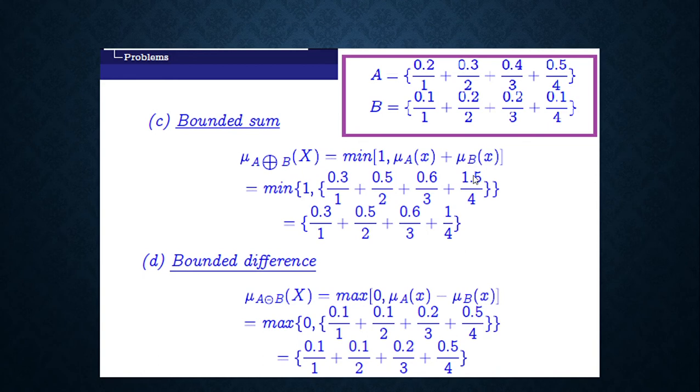Now suppose this is not the exact solution. Anyway, consider this part. If the membership value exceeds 1, then you have to make the boundary, that is, you have to consider minimum of 1 or 1.5. 1 is the minimum, so the resultant is given as 1/4. But according to the question, there is a small mistake here. This resultant is not 1.5, it is only 0.6.